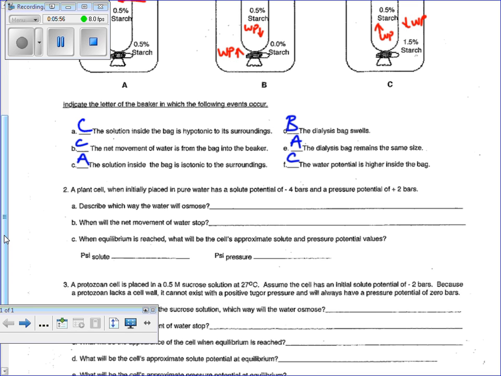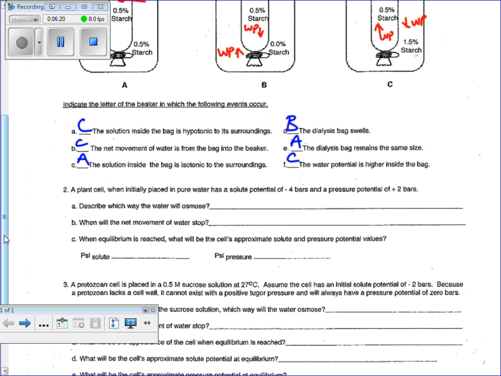This is a plant cell when initially placed in pure water has a solute potential of -4 bars and a pressure potential of +4 bars. All right, why am I getting a pressure potential all of a sudden? It's a plant, and it has what which creates pressure? Cell wall, which gives some resistance to the expansion of a membrane. That's where the pressure comes in.